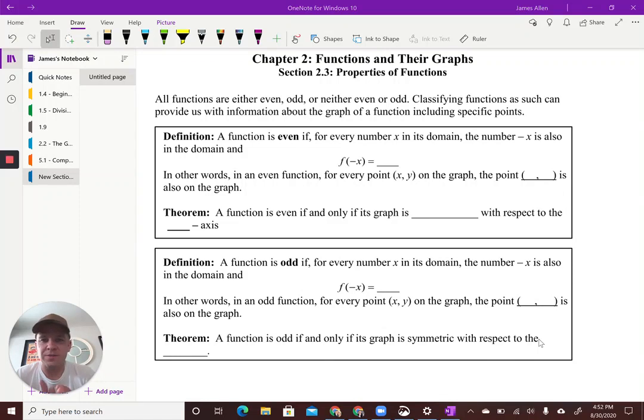All right, it's time for section 2.3, properties of functions. I'm psyched about it. Riverdog Jenny is apparently not as psyched about it.